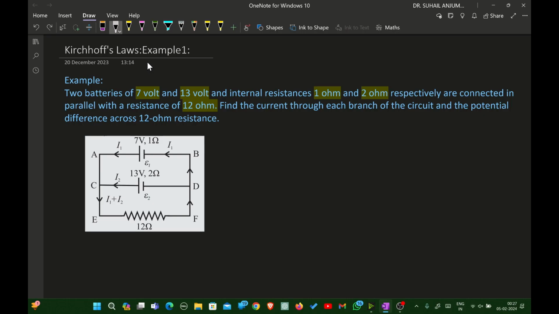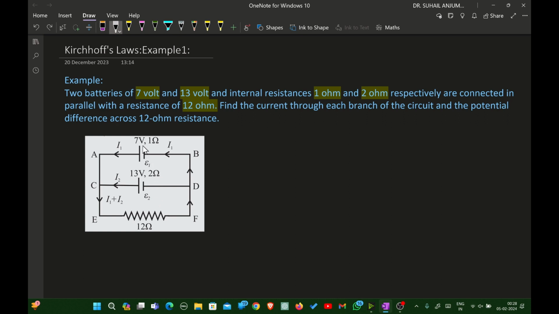Okay, so here we shall consider the example of Kirchhoff's laws. This is example number one, which we are going to consider here. It says that two batteries of 7 volt and 13 volt and internal resistances 1 ohm and 2 ohm respectively are connected in parallel with a resistance of 12 ohm. Find the current through each branch of the circuit and the potential difference across the 12 ohm resistance. So we have to find out the current I1, the current I2, and the current through this branch, which will be I1 plus I2 over here, and we have to find out the voltage drop across the 12 ohm resistance.